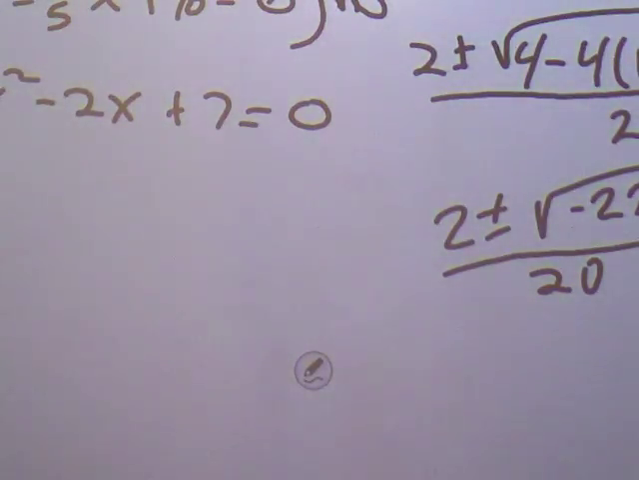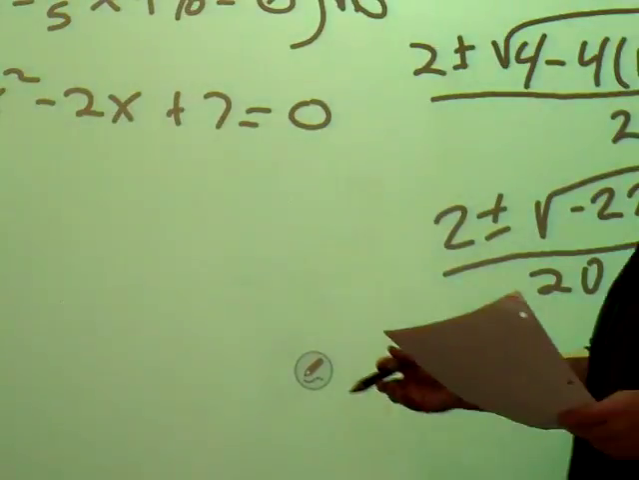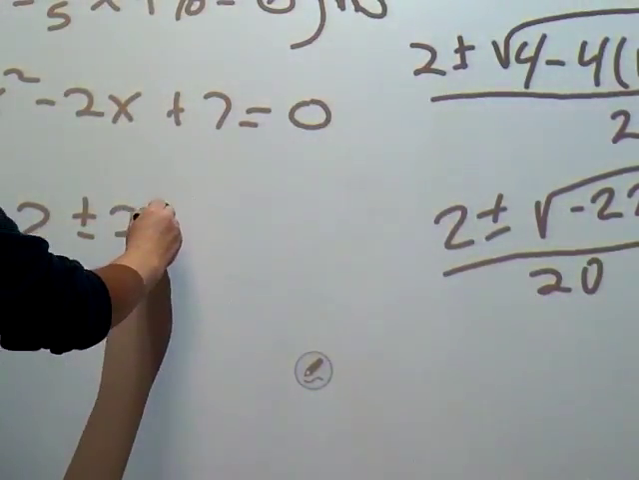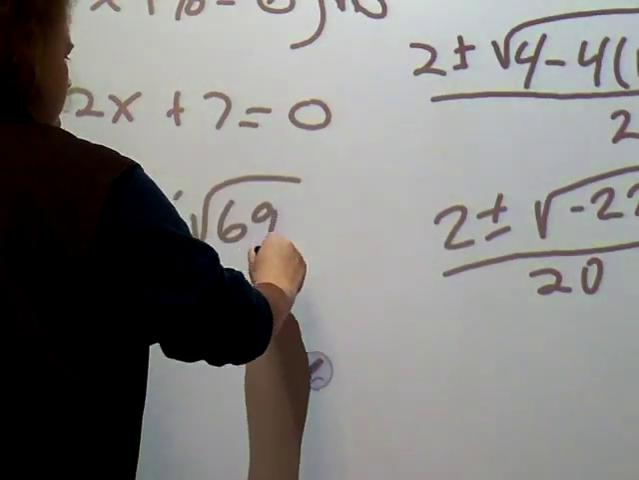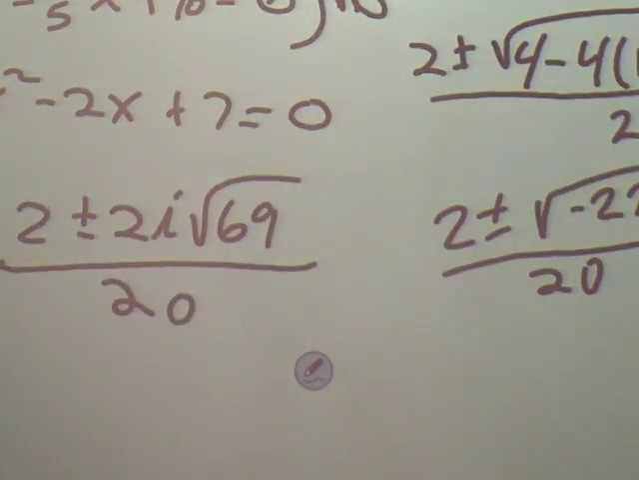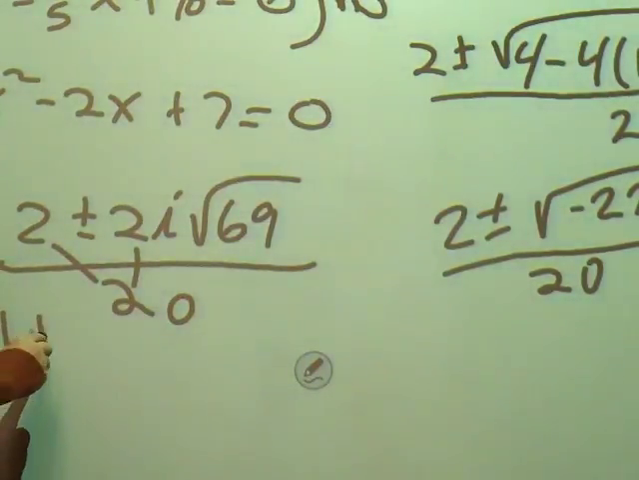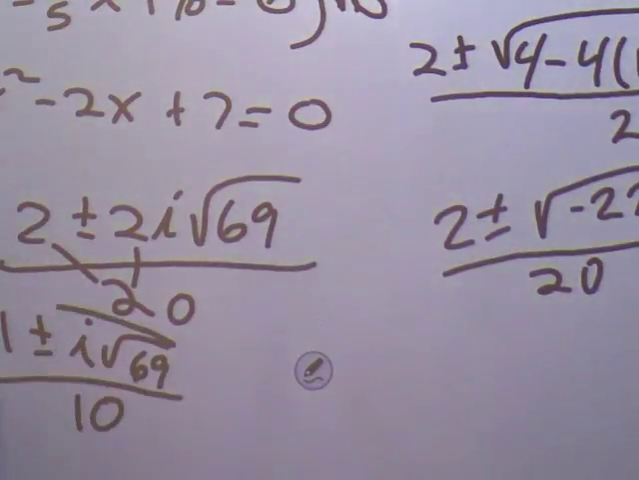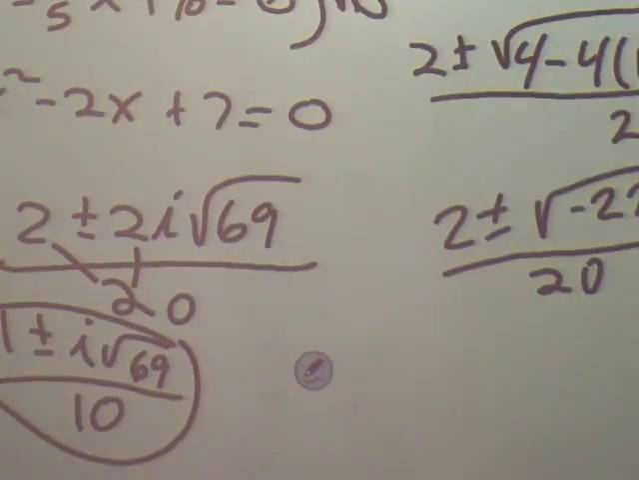But if you want to keep practicing and go farther, this would be 4 times 69 gets you 276. So the square root of 4 is 2. The square root of a negative is i. And then you would divide everything by 2. So that would be 1 plus or minus i square root of 69 over 10, which is what B said.